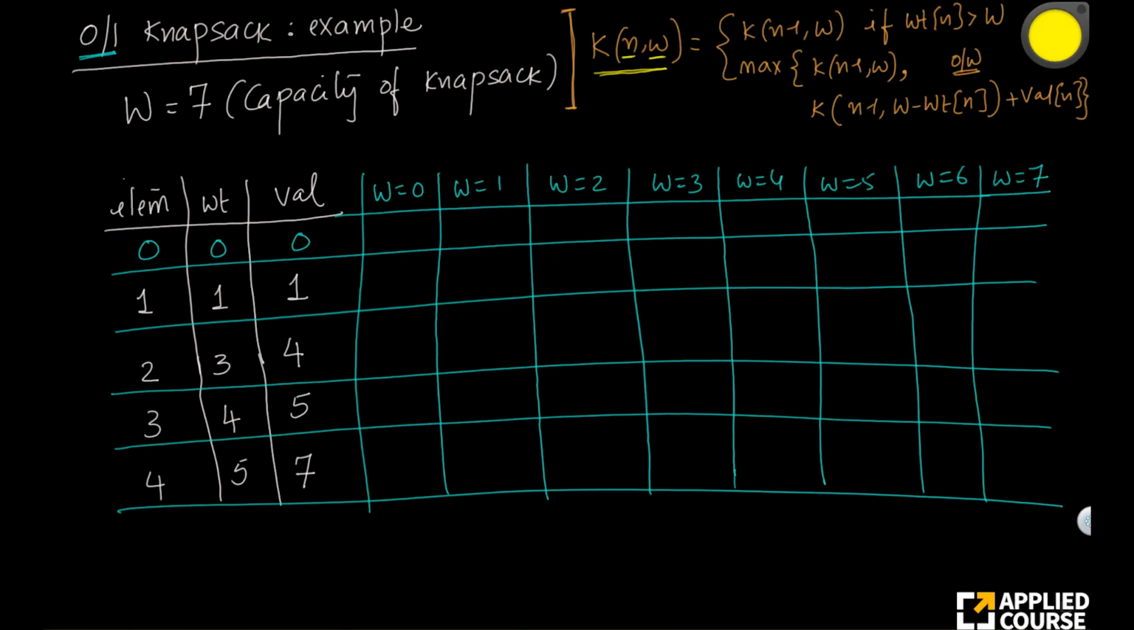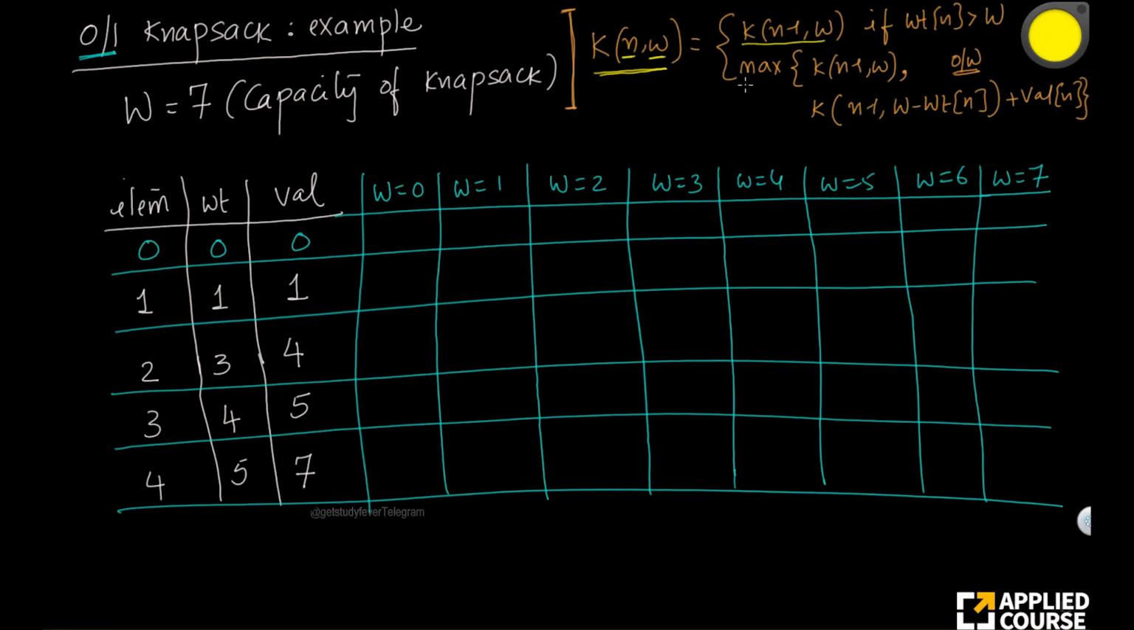This will be equal to the value of the knapsack with n-1 items and W if the weight of the nth item is greater than the capacity of the bag. Here we are obviously skipping the nth item from the bag, right? So this is one case.